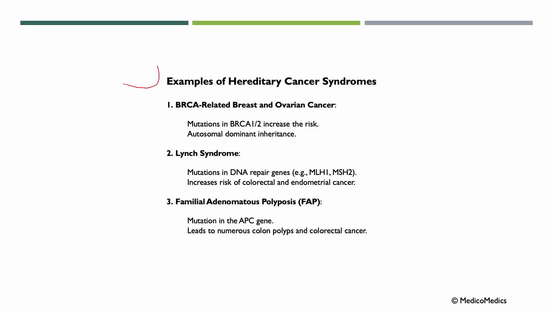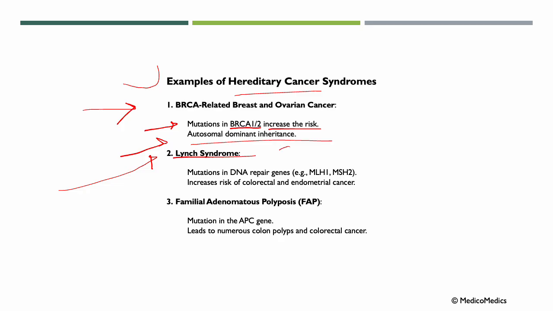Now then, let's mention some examples of hereditary cancer syndrome. So we have BRCA-related breast and ovarian cancer, where we have mutations in the BRCA1 and 2 gene, increasing the risk. This follows an autosomal dominant inheritance pattern. Then we have Lynch syndrome, mutations in the DNA repair genes, like MLH1 and MSH2, and this increases risk of colorectal and endometrial cancer. We have familial adenomatous polyposis. This is a mutation in the APC gene and leads to numerous colon polyps and colorectal cancer.